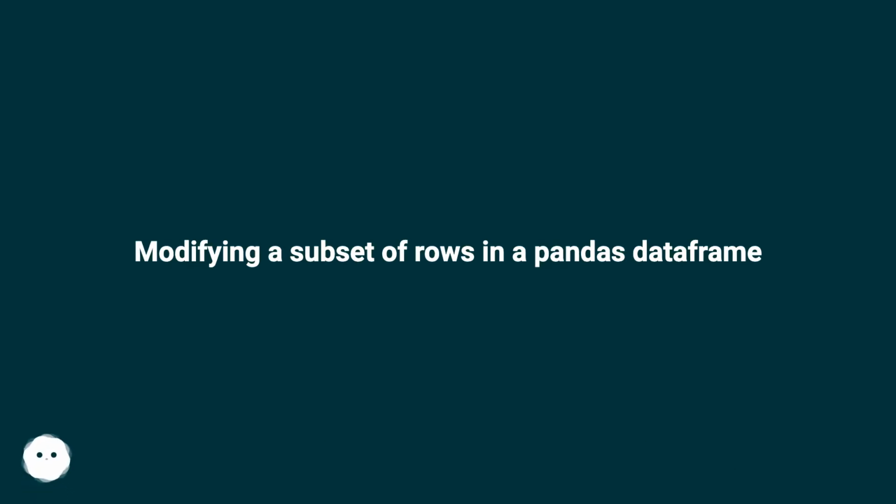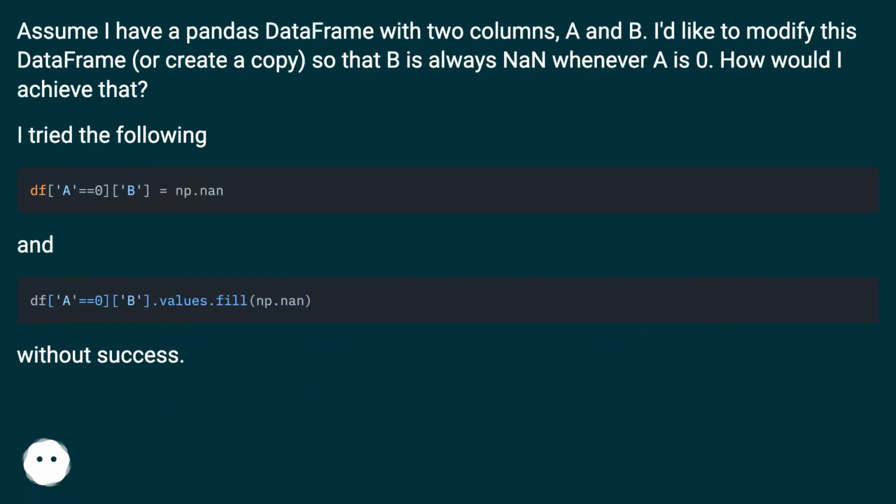Modifying a subset of rows in a Pandas data frame. Assume I have a Pandas data frame with two columns, A and B. I'd like to modify this data frame, or create a copy, so that B is always None whenever A is 0. How would I achieve that?